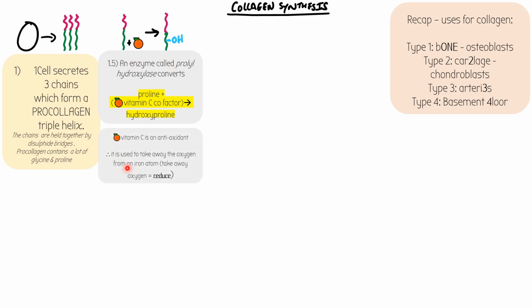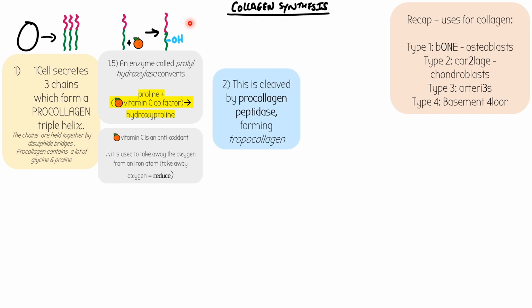A less important point again is that vitamin C is an antioxidant, and therefore I think of it like this. So if it's an antioxidant, it's going to take away oxygen because it's antioxidant, and that's how it works. There's an iron atom in here which has oxygen in it, and this vitamin C is going to take away oxygen, i.e. reduce it to form this OH group. Again, a minor point, so don't worry about it.